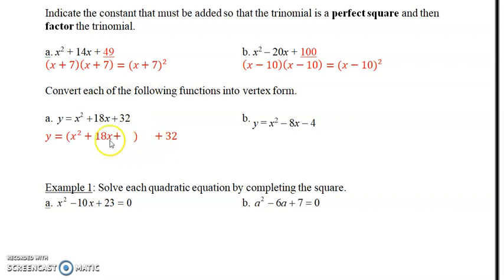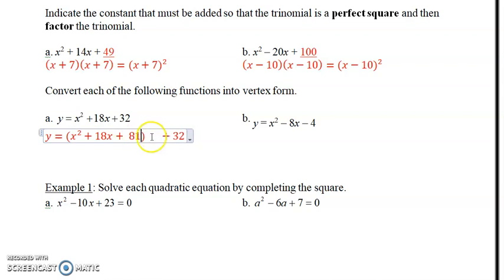Okay, now we're going to convert the following functions into vertex form. So you can remember what we did in chapter 3. Remember, I would take the 32, the constant, and bring it to the far right. I would put in brackets what I'm going to do to complete my square to get the perfect square trinomial. Half of 18 is 9. 9 squared, as you guys do recall, is 81.